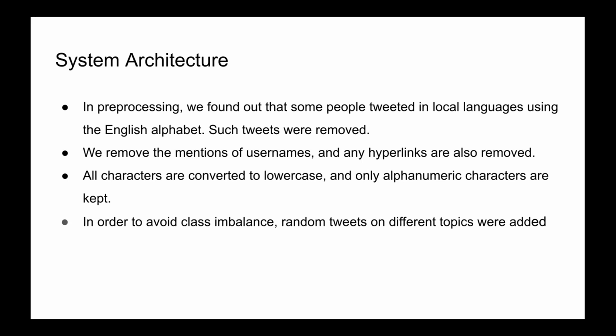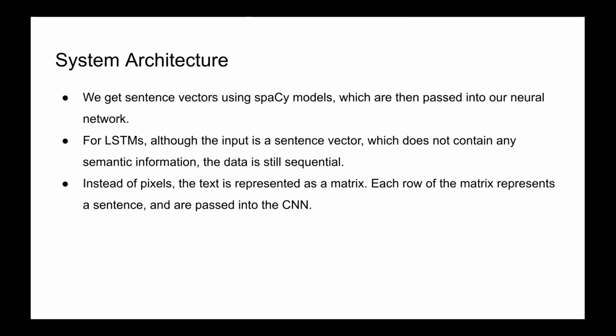All the characters are converted to lowercase and only alphanumeric characters are kept. Here we removed all emojis as well. In order to avoid class imbalance, we also scraped many random tweets on different topics to maintain an equal data set. We get sentence vectors using spaCy models, which are then passed into our neural networks. For LSTM, the input is a sentence vector, which does not contain any semantic information, as the data is still sequential. So we represented text as a matrix instead of using pixels, where each row of the matrix represents a sentence, and these are eventually passed into the CNN.